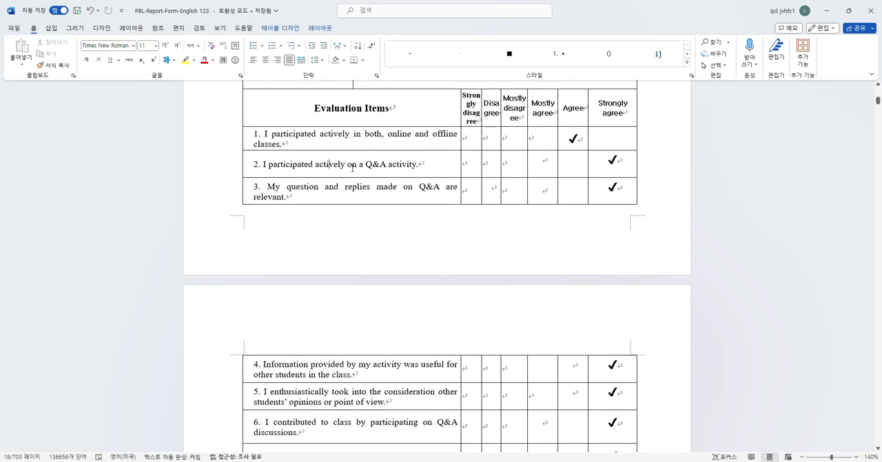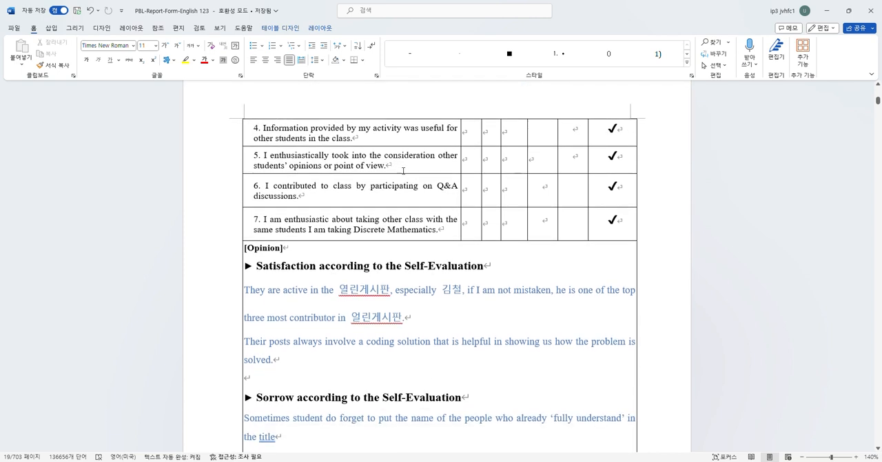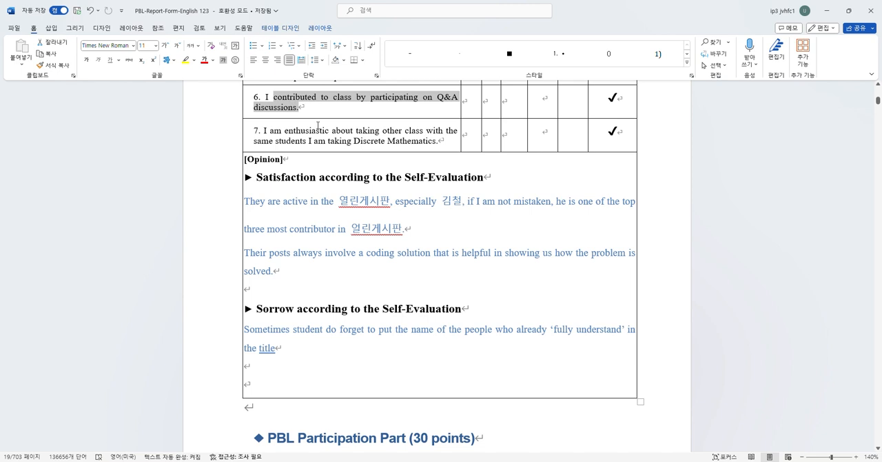They participate actively, and also their questions and replies on Q&A are relevant. Information provided by their activity was also useful, and they also enthusiastically took into consideration other students' opinions. They contributed to class by participating on Q&A.